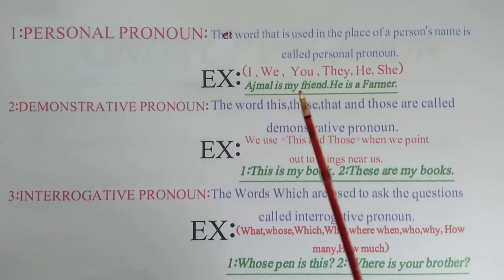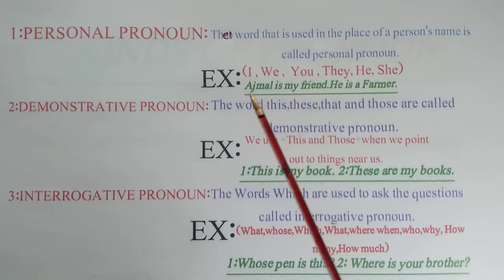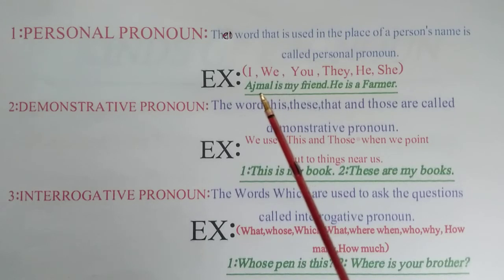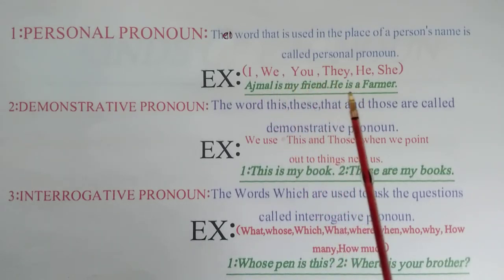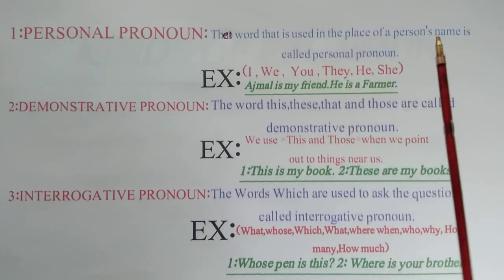Ajmal is a farmer. Ajmal is my friend. Now there is no need to take the name of Ajmal again. It is understood to listeners. So he is a farmer. He is what? He is personal pronoun we used in the place of a person's name.